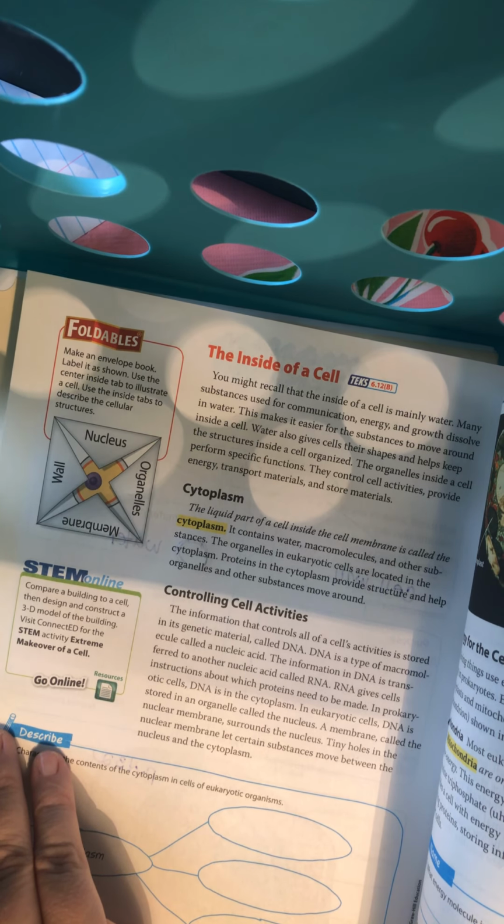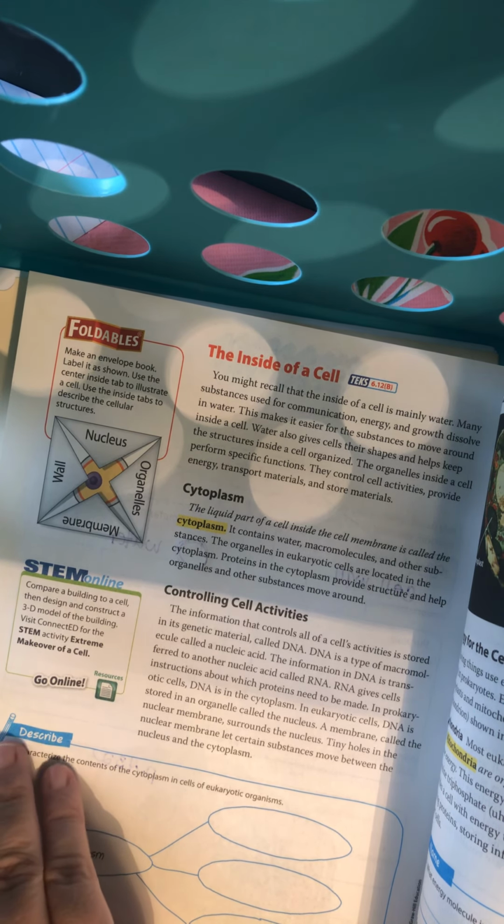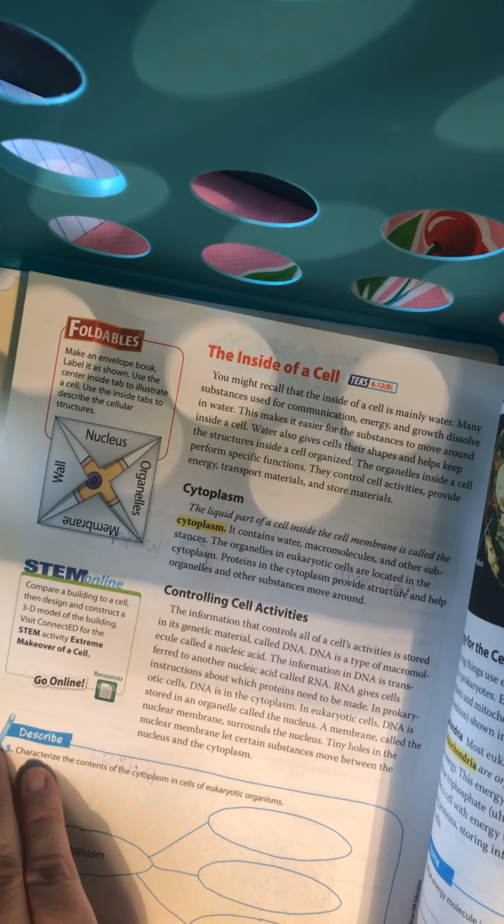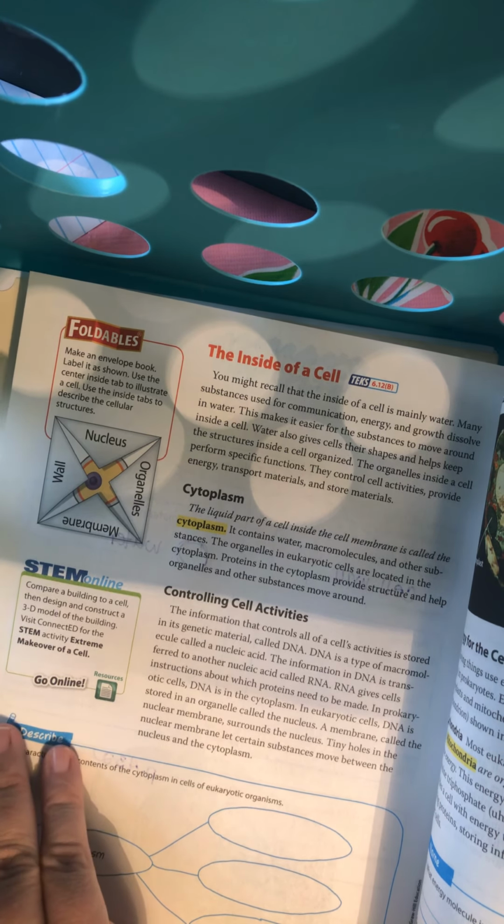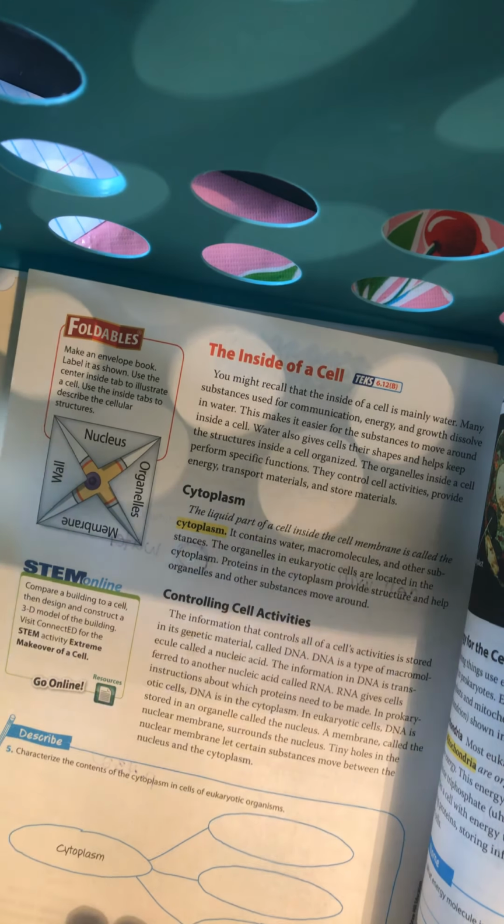Controlling cell activities. The information that controls all of the cell's activities is stored in its genetic material called DNA. DNA is a type of macromolecule called a nucleic acid. The information in DNA is transferred to another nucleic acid called RNA. RNA gives cells instructions about which proteins need to be made. In prokaryotic cells, DNA is in the cytoplasm. In eukaryotic cells, DNA is stored in an organelle called the nucleus. A membrane called the nuclear membrane surrounds the nucleus. Tiny holes in the nuclear membrane let certain substances move between the nucleus and cytoplasm.